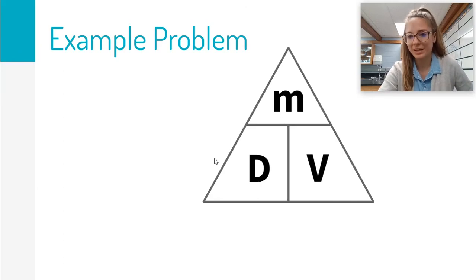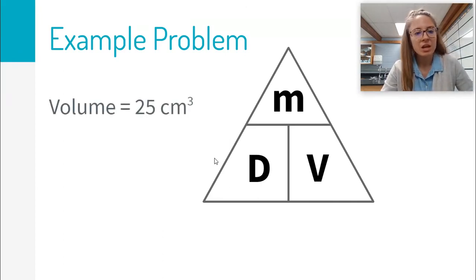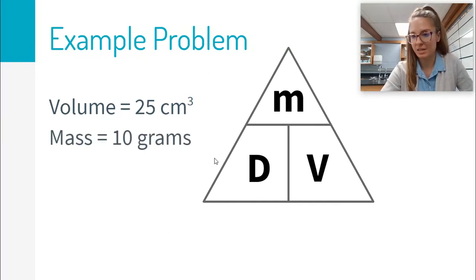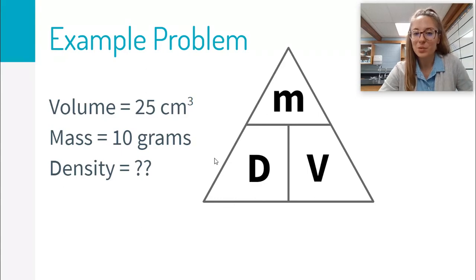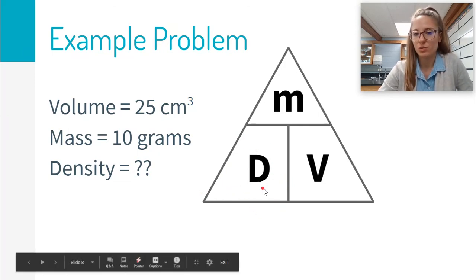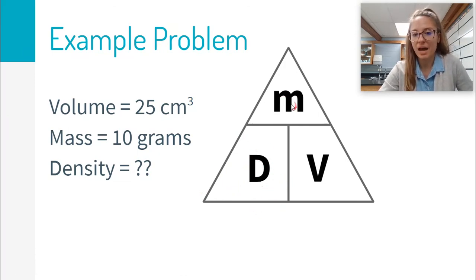So let's just do one quick example problem to make sure that you understand how to use the triangle. Let's say that we were given the volume of an object to be 25 cubic centimeters. We were also given the mass of that object to be 10 grams, and we need to find the density. So to figure out the equation to use, you cover up your unknown variable with your hand on the triangle. So we would cover up the density portion. Whatever's left tells you the equation. So we have mass divided by volume.